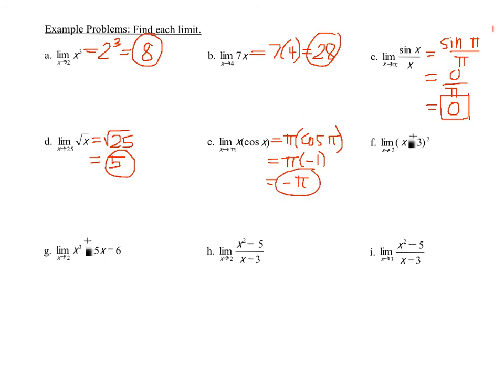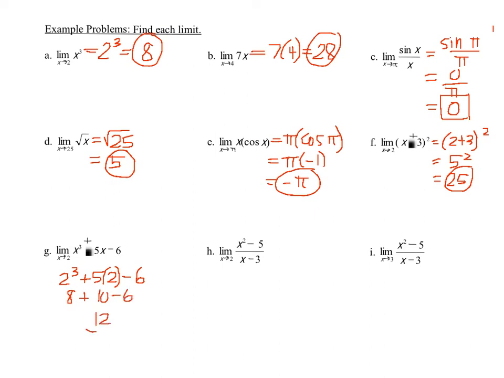Oh boy, you can't forget your trigonometry stuff, can ya? All right, take a look. Let's directly substitute. 2 plus 3 squared gives us 5 squared, and 5 squared is 25. Just a couple more. Plug in a 2. All right, 2 cubed plus 5 times 2 minus 6. Well, I've got 8 plus 10 minus 6, and 18 minus 6 is 12.